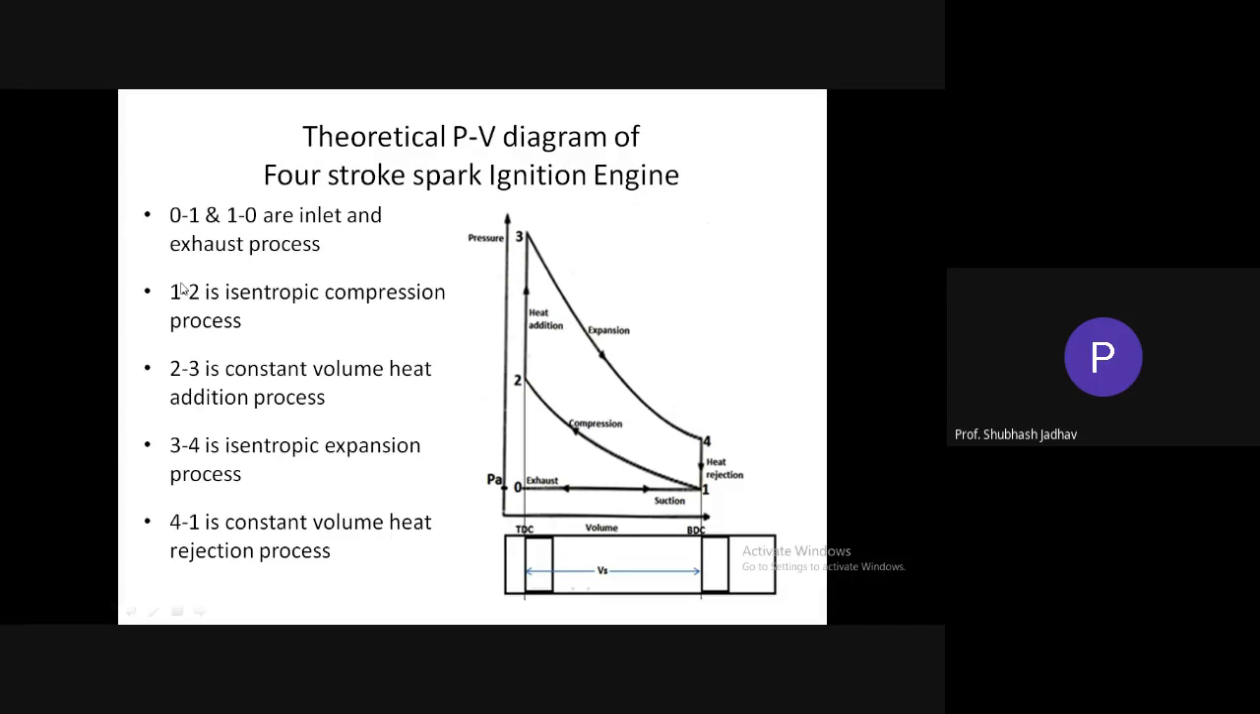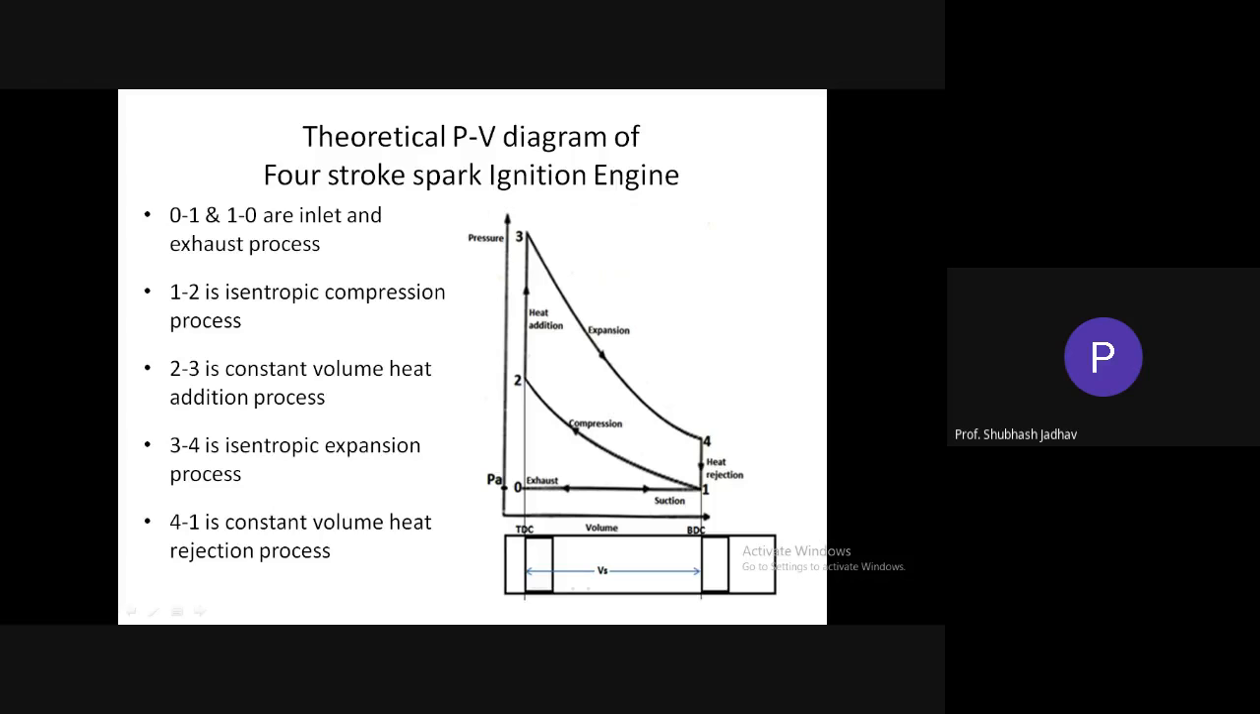So line 1 to 2 is your isentropic compression process. I hope you are well versed with the word isentropic. In an isentropic process, entropy remains constant, and here the pressure is increasing. This particular pressure increase is denoted on the PV diagram.